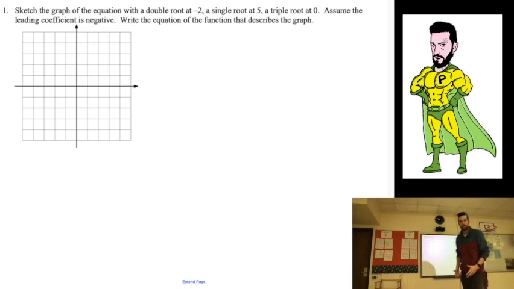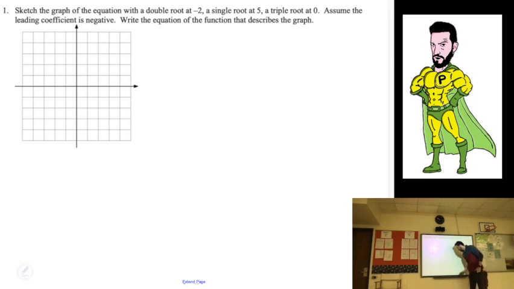Let's look at some graphs and see if we can come up with the polynomial equation for it. What do you say? Sketch the graph of the equation with a double root at -2, a single root at 5, and a triple root at 0. Assume the lead coefficient is negative. Write the equation of the function that describes the graph.